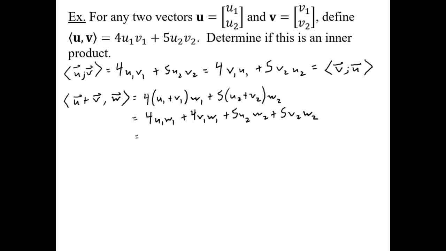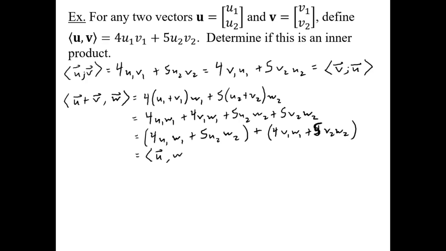And let's see, if I rearrange stuff a little bit, we get 4u1w1 plus 5u2w2, and then 4v1w1 plus 5v2w2. And the observation here is that this first term is the inner product of u and w, and the second term is the inner product of v and w. And again, that's the second property we had to prove, right? This was the first, this was the second.